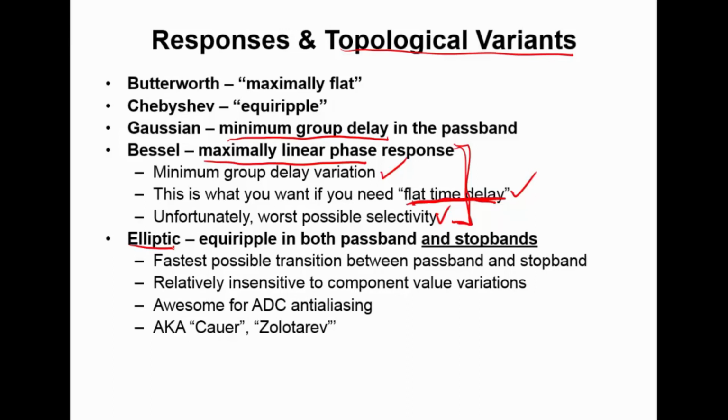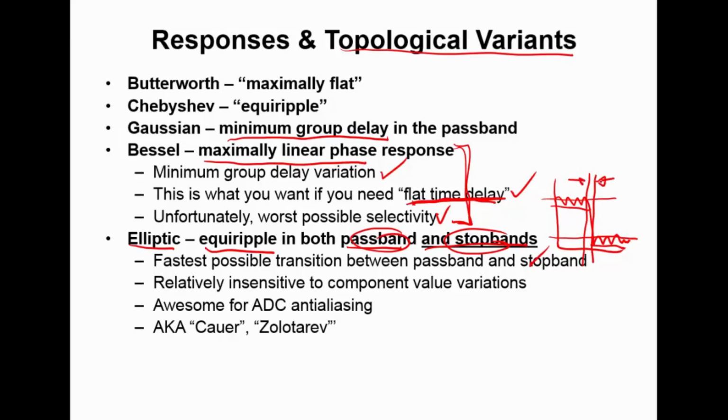An elliptic response is Equiripple, just like Chebyschev is, but it's Equiripple in both the passband and the stop bands. Chebyschev is Equiripple only in the passband. Elliptic is Equiripple in both. So the response looks something like this. Here's the passband, here's the stop band level. And then this ripple amount is constrained to be equal in both the passband and the stop bands. That gives you the fastest possible transition between passband and stop band. So if you're concerned about how fast you go from the passband to the stop band, elliptic is the way to go.